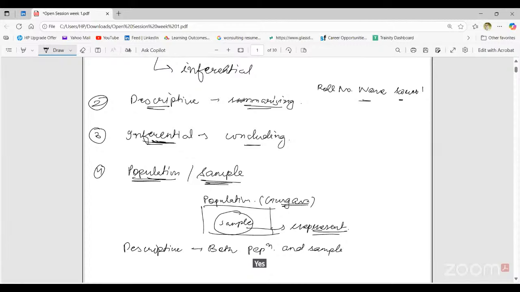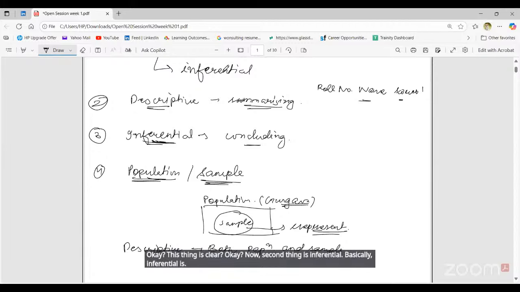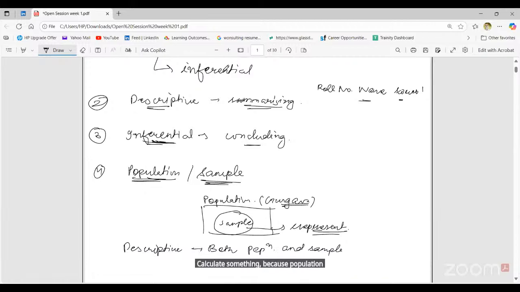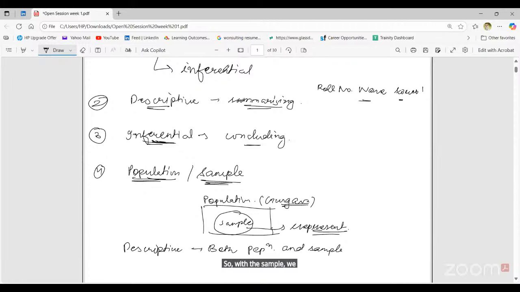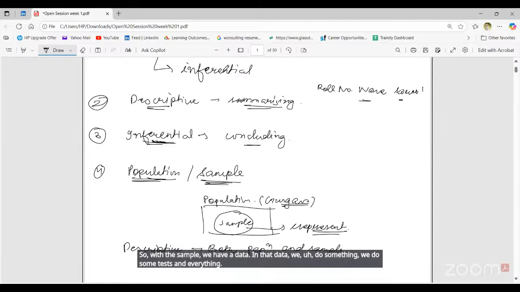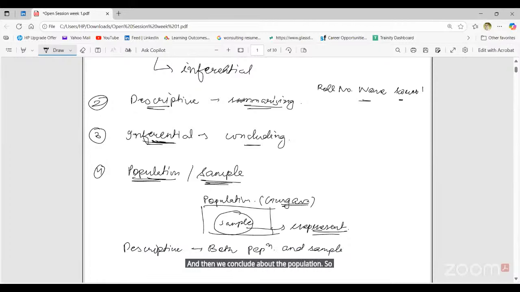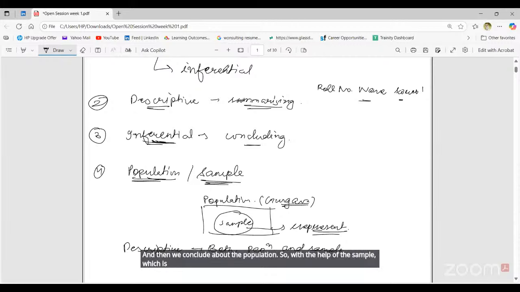Yes. Okay. Now, the second thing is inferential. Basically, inferential is we are concluding about the whole population. You can't just calculate something for the whole population, because population is a very big quantity, right? So what do we do? We take a subset of that population, that is the sample. With the sample, we have data. In that data, we do some tests and everything, and then we conclude about the population. So with the help of the sample, which is the correct representative of the population, we conclude about the population.